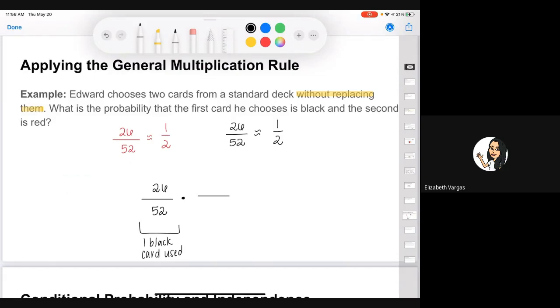That means now I have 51 cards left, right? Because I've already taken away one black card. Now, how many red cards do I have left? Well, he hasn't taken away any red cards, so I still have 26 red cards. Okay, now I use one red card.